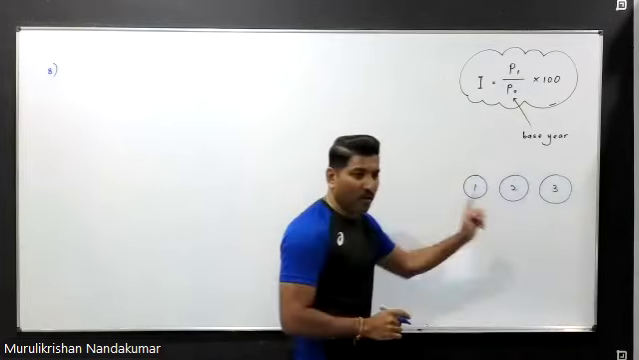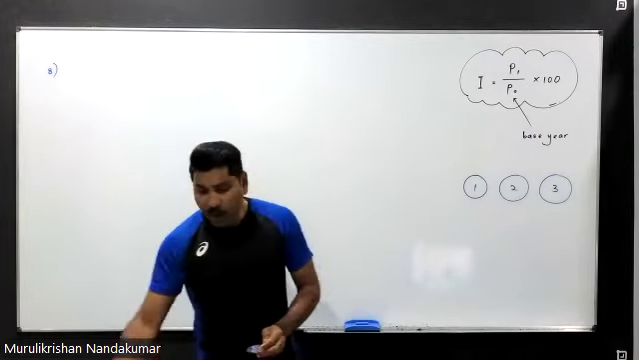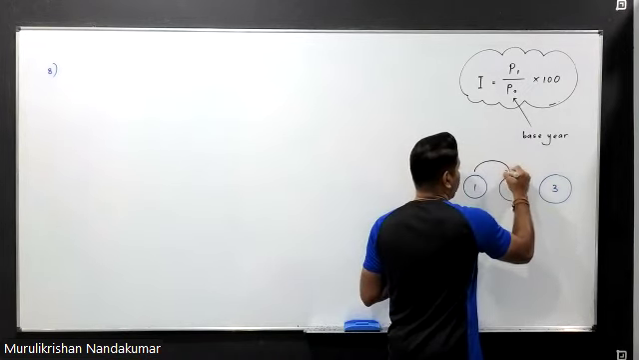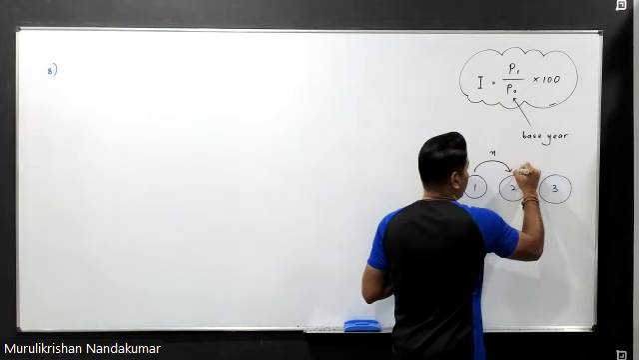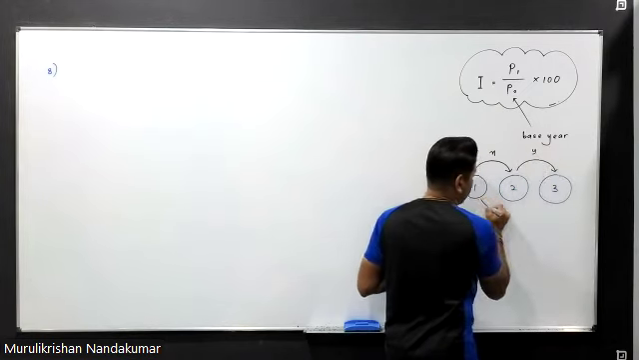There are 3 years involved: 1, 2, 3. Okay, what do you have to do now? Listen. This one I put as X, this one I put as Y, and this one I put as Z.